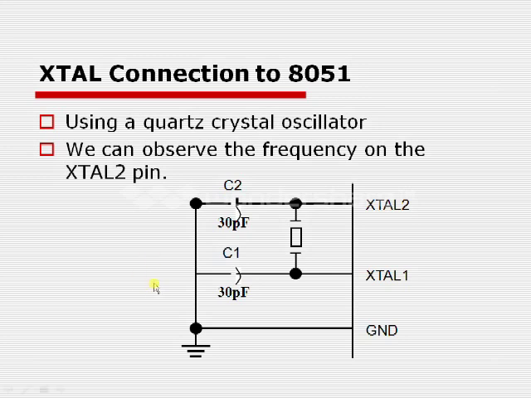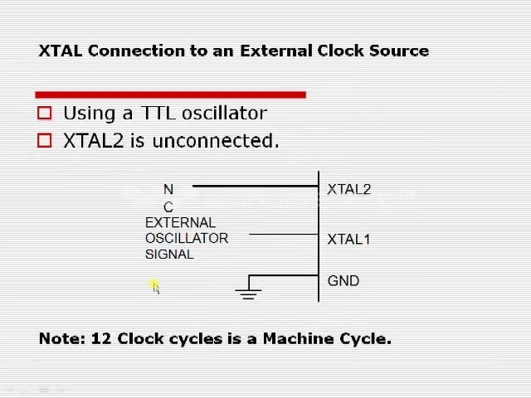Now let us see the other way to connect the same oscillator signal to the microcontroller. Here the XTAL2 pin is not connected, whereas the XTAL1 pin is connected to the external oscillator signal. So directly we are giving the signal to this particular pin. Now here, 12 clock cycles is a machine cycle.